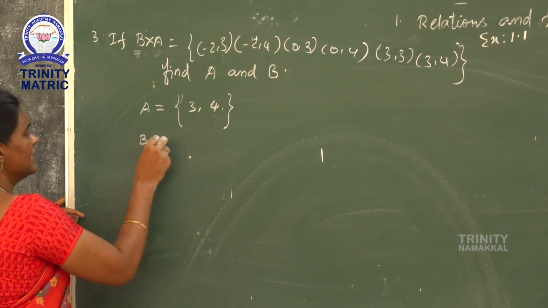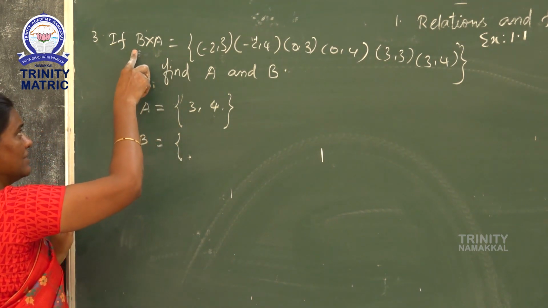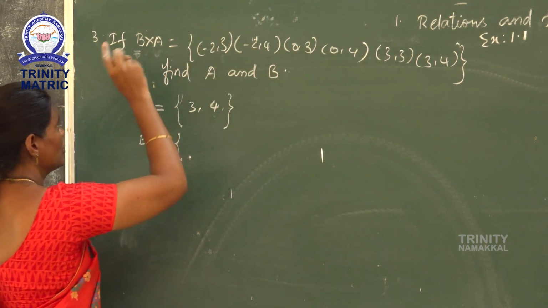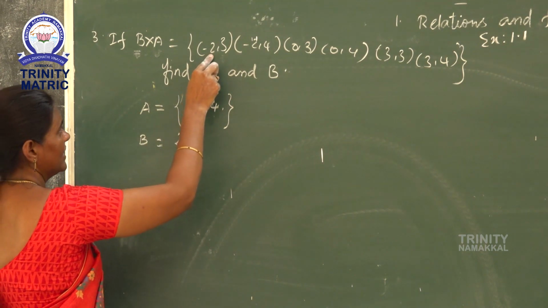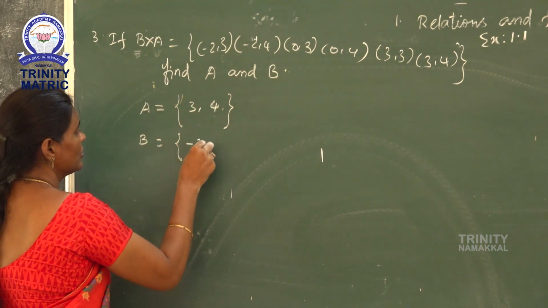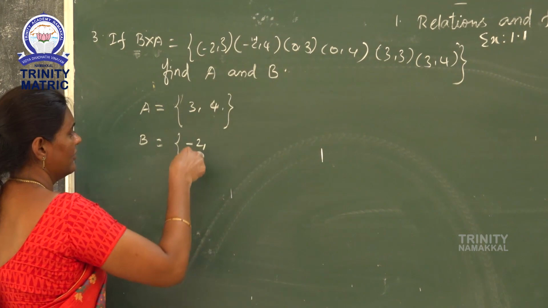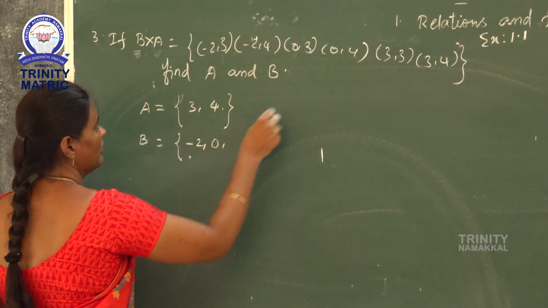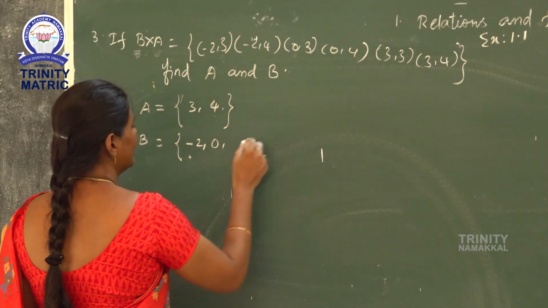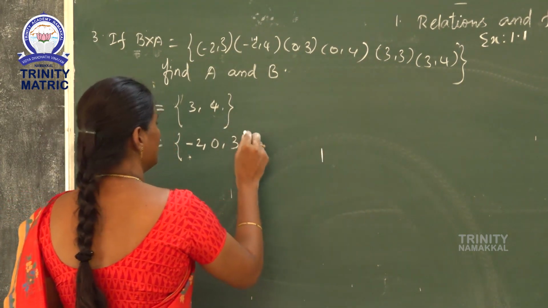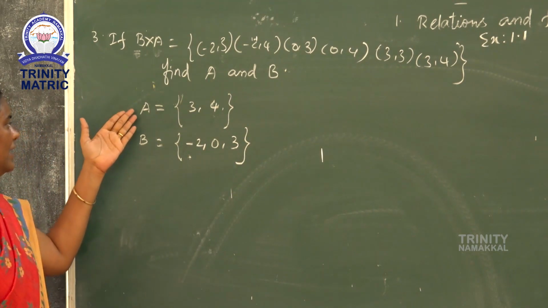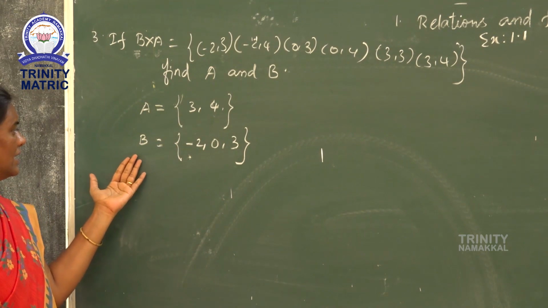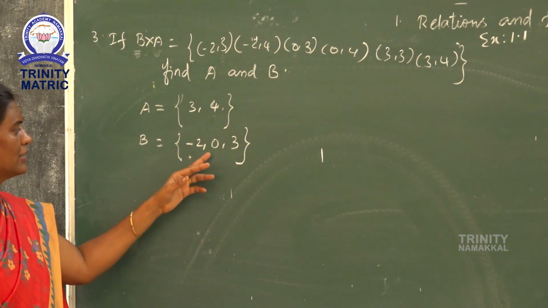Then the elements in the set B: the set B is the first one, so the first coordinates of all the ordered pairs belong to the set B. Here the first element is -2. Here also -2, already written. So we move to the next ordered pair, 0, and here also 0. Here the number is 3, and here also 3. So the set A is 3, 4 and the set B is -2, 0, 3.